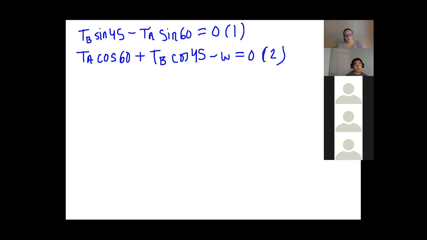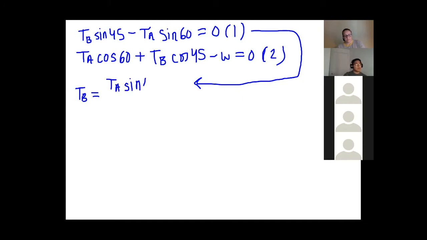So as my first step, I'm going to take equation 1 and rearrange it to solve for one of the variables. I'm going to rearrange to solve for TB in this case. So TB would be equal to TA sine of 60 over sine of 45. All I did is rearrange so that I separated TB from the rest of the problem. Now, given that I have redefined TB in terms of TA and just a number value, I can plug this into equation number 2 so that all I will have in equation number 2 is the variable TA and nothing else.